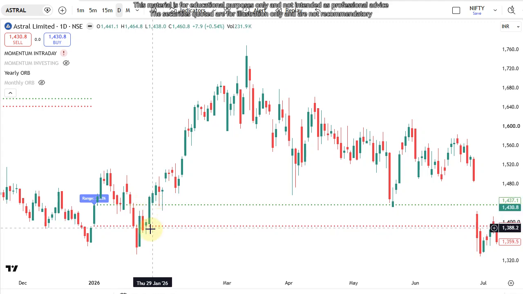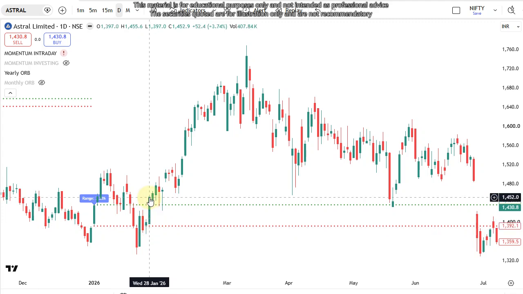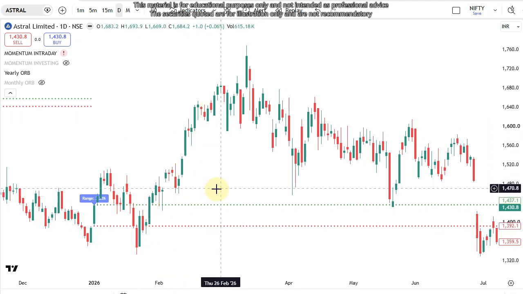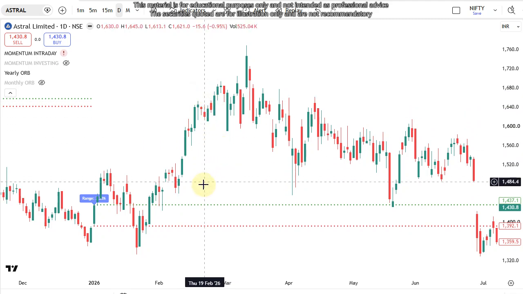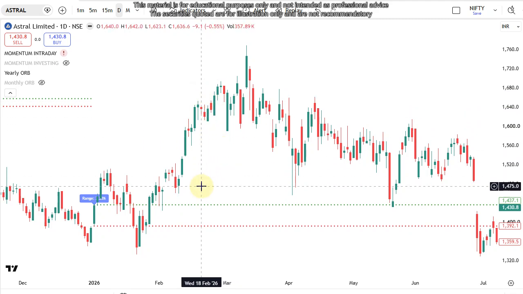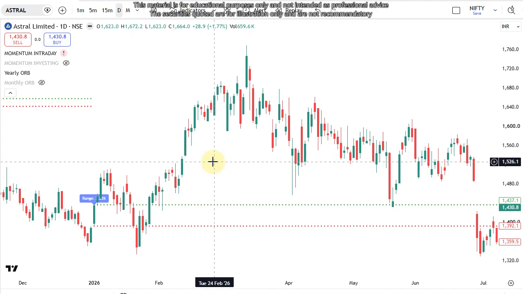Keep a stop loss with a buffer point below this red line. Minimum keep a risk reward of 1:3. In that case, if you do proper position sizing and money management, even if you are at 50% accuracy, you will be in profit. If you are at 33% accuracy also, you will not be in loss.